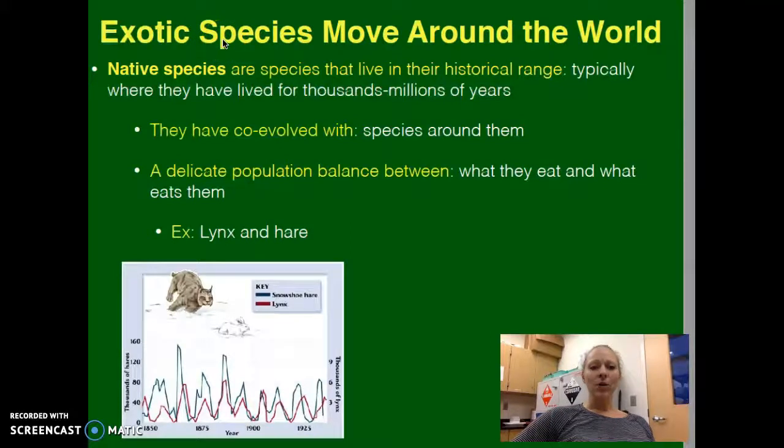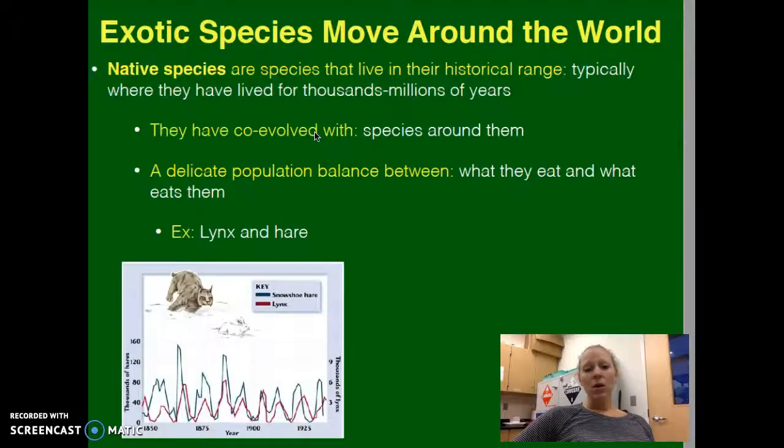And in order to do that, we have to investigate what native species are. Native species are species that live in their historical range, meaning that they've been there probably from anywhere between thousands to millions of years. So remember that evolution happens, and macroevolution happens on a millions of years timeline. We don't just see big changes in just a few generations. And so our organisms have co-evolved with other species. And so there's a delicate balance between populations.